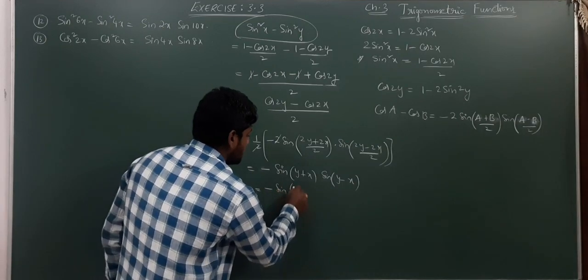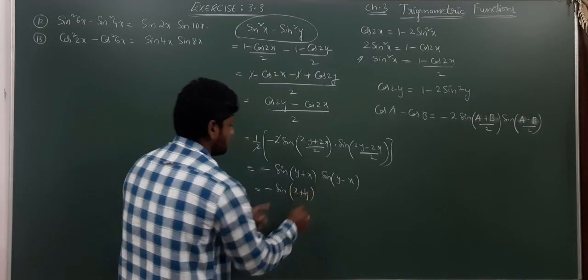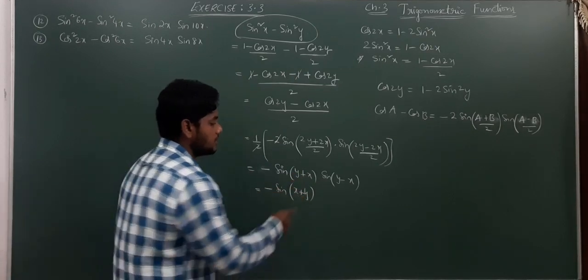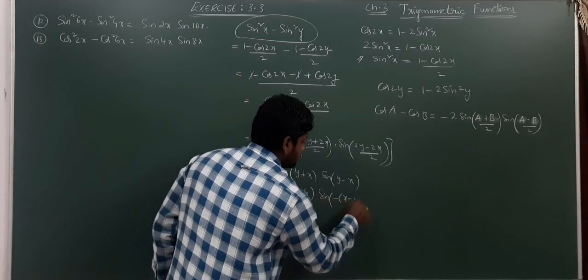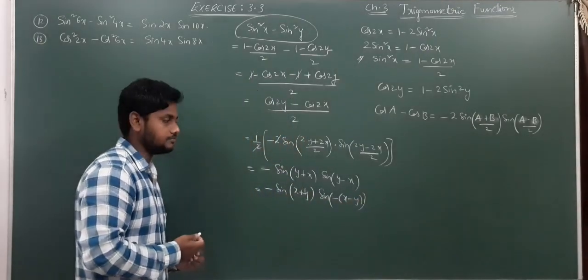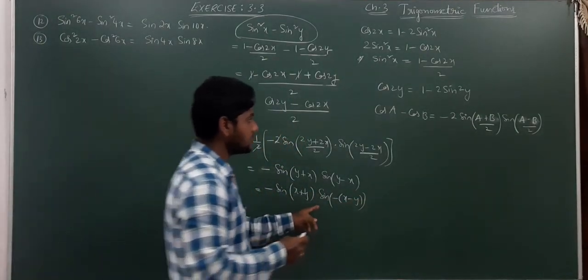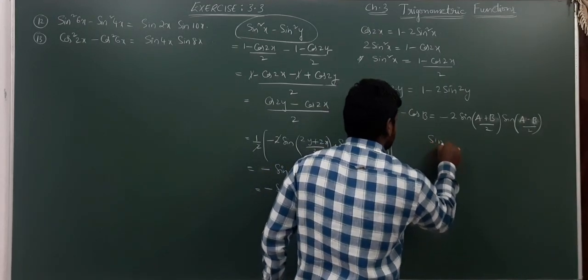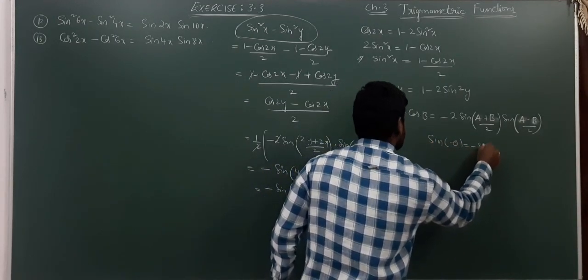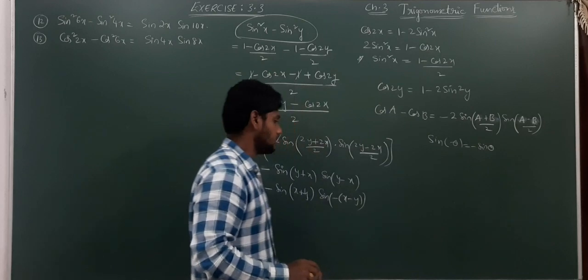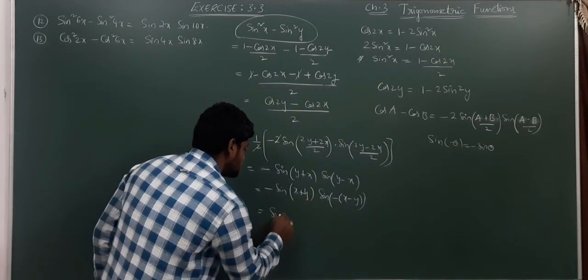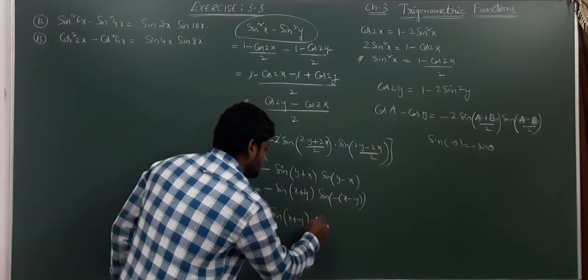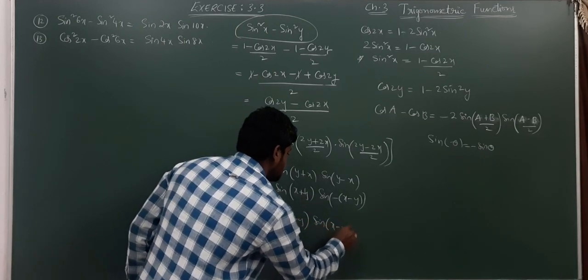See this step, I will write it as sin of (x plus y). Y plus x or x plus y, both are the same. But here I will take minus common, it will become minus of (x minus y). As we know that sin of minus theta is minus sin theta, right? So this minus we will use here. So minus into minus becomes plus: sin of (x plus y) into sin of (x minus y).